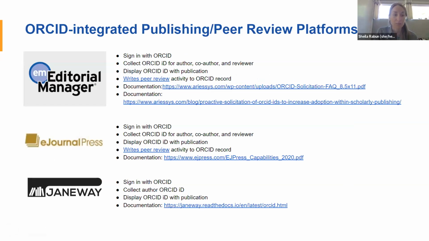These are some of the systems that we know of that are integrated with the ORCID API. Editorial Manager is one of those that allows people to sign in with ORCID. It can collect the ORCID ID for authors, co-authors, and reviewers, and will display ORCID IDs with the publication. It also writes peer review activity to reviewers' ORCID records. We've got some documentation linked here about how all that works. eJournal Press is another one: same thing, sign in with ORCID, get those ORCID IDs, display the ORCID IDs, and also write peer review.